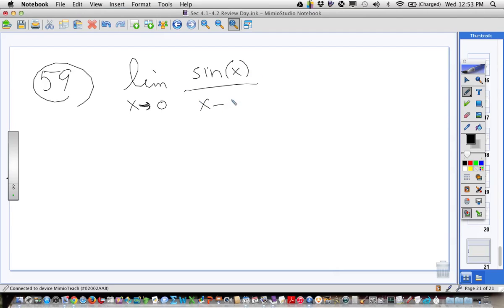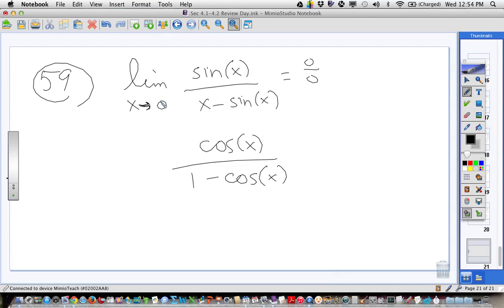X minus sine x. Okay, so you put in a 0, you get 0. Put in a 0 here, you get 0. So 0 over 0. Okay, so derivative of the top is cosine x. Derivative of the bottom is 1 minus cosine x. So now we put in a 0. Cosine of 0 is 1. Cosine of 0, 1. 1 minus 1, a good one. Okay, so now what?